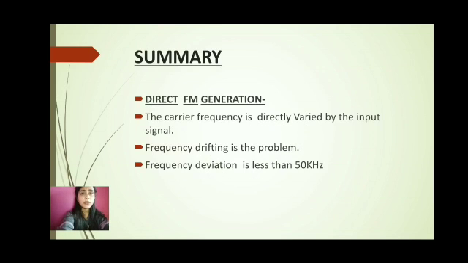Here is a summary of direct FM generation and indirect FM generation. Direct FM generation: carrier frequency is directly varied by the input signal. The problem is frequency drifting. Frequency deviation is less than 50 kHz.